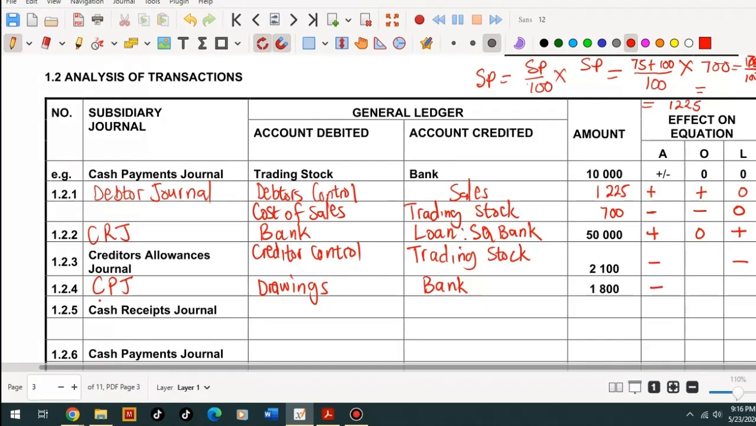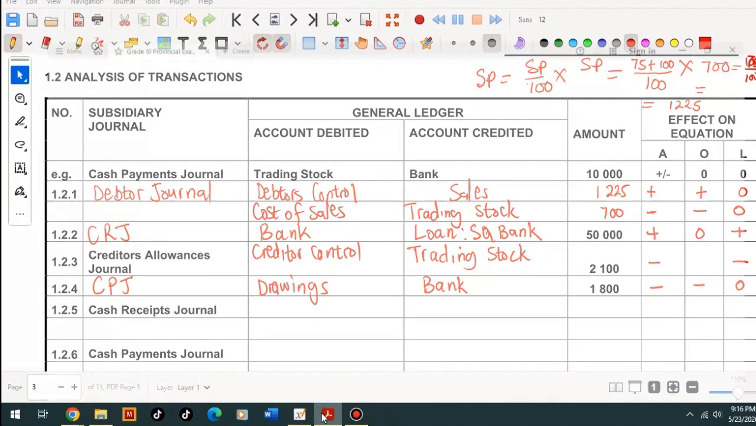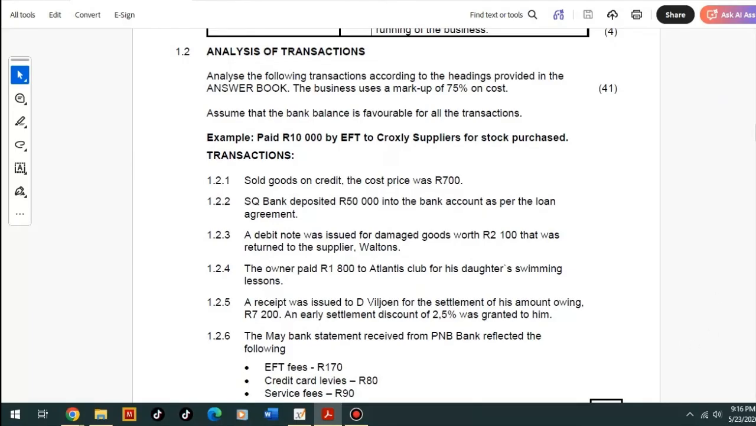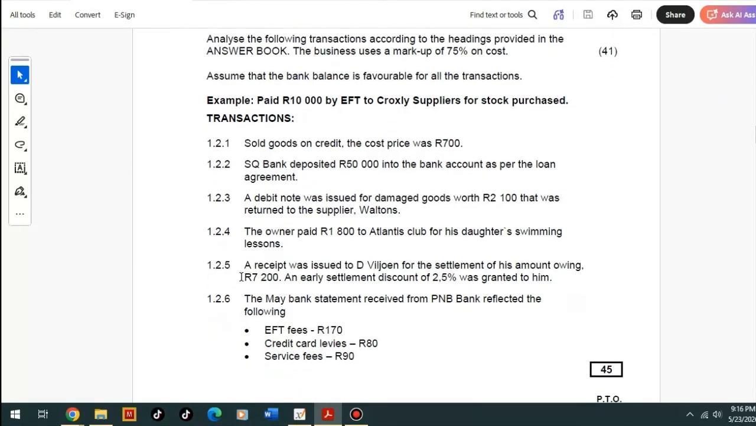So how does it affect assets? When the bank account decreases, assets decrease. And when drawings increase, owner's equity decreases. And there is no effect on liabilities. Right, the next question is 1.2.5.